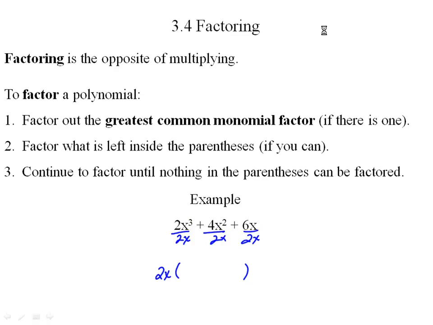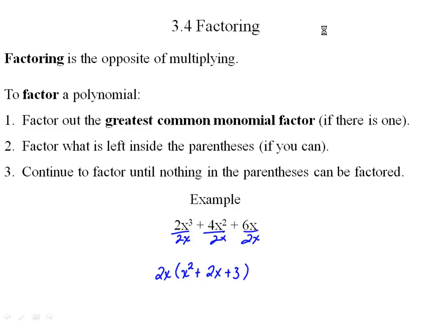1x squared, because the 2 divided by 2 goes to 1. X to the third divided by x to the first, remember you subtract those exponents, it's going to give you x to the second. Okay, so let's go to the next term. 4x squared divided by 2x, what are you going to get? 2x. And 6x divided by 2x, just a 3. And for right now, you're done.